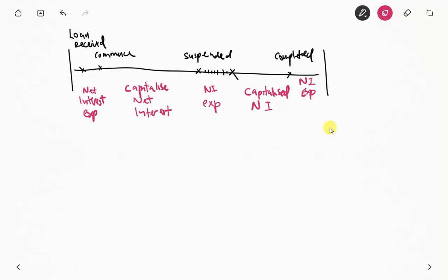Okay. So everybody wants it to be capitalized. So the standard tells you when you can capitalize. After the commencement of your qualifying asset, and during the suspension period, don't capitalize, and you can continue to capitalize once it is recommenced. Until when? When the asset is substantially completed. After that, cannot capitalize anymore. Okay.